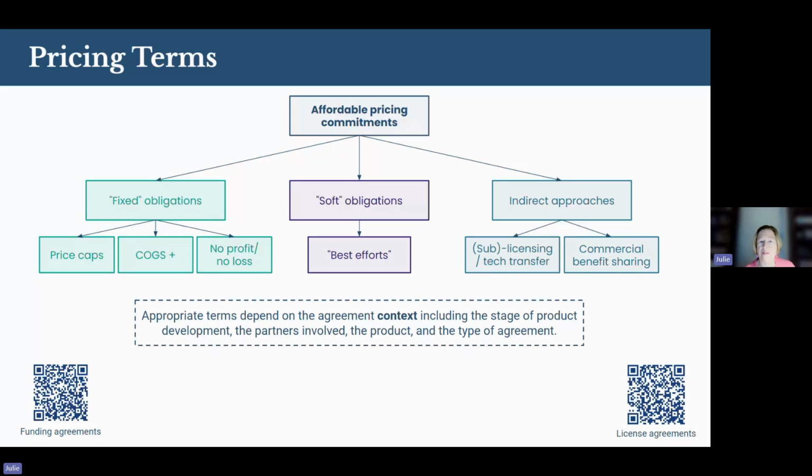I won't go through again this slide because you can go through it. I point out that there are some obligations versus fixed or more indirect approaches, and the appropriate terms, again, depend on the agreement context, which includes the stage of the product development and the partners and the product. So I will encourage you to actually, again, look through the rest of this for funding agreements and license agreements on the QR codes at the bottom.